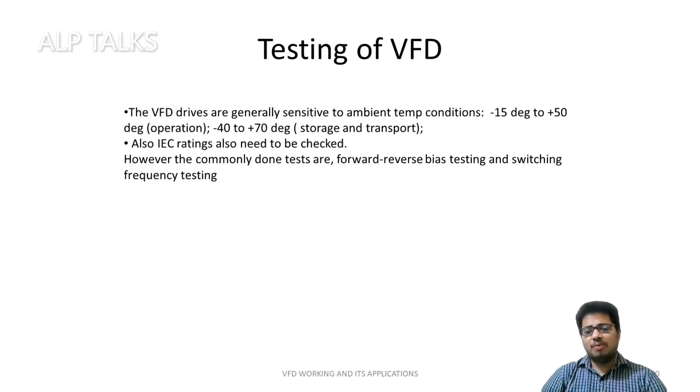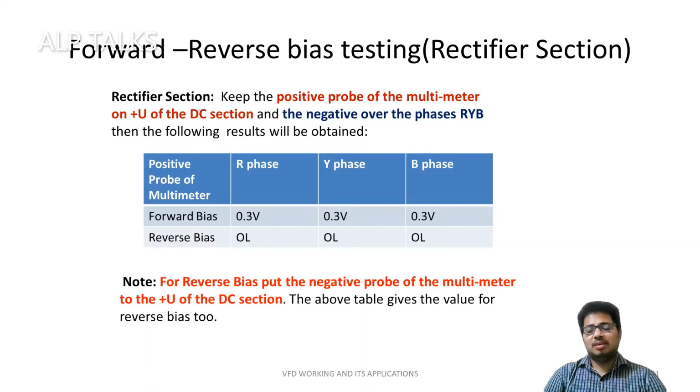So how can we test this VFD? The VFD drives are generally sensitive to ambient conditions, minus 15 to 50 degrees centigrade, and in storage and transport up to 70 degrees we can go, and on the lower side minus 40 we can go. Also, IEC ratings we have to check. However, the commonly done tests are forward reverse bias testing and switching frequency testing. These are some tests we will do on these VFDs. So, what are the tests we will do?